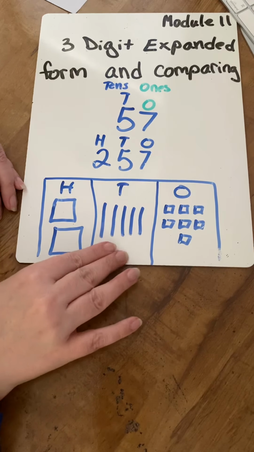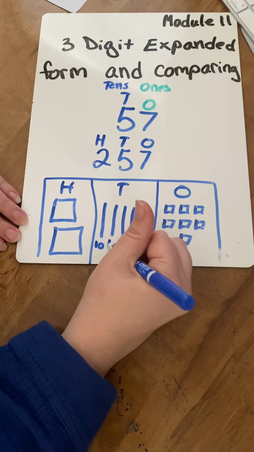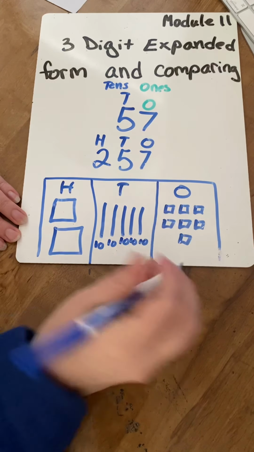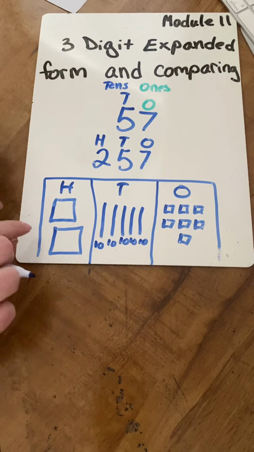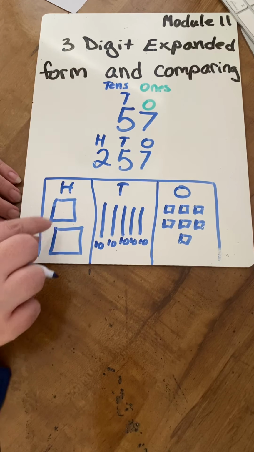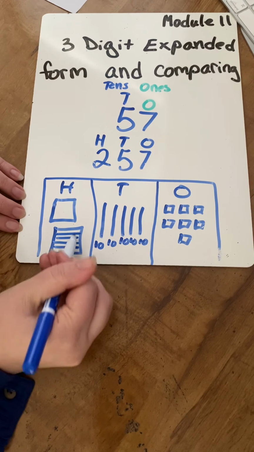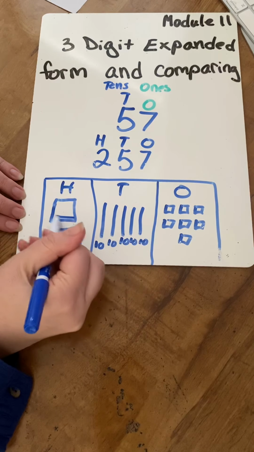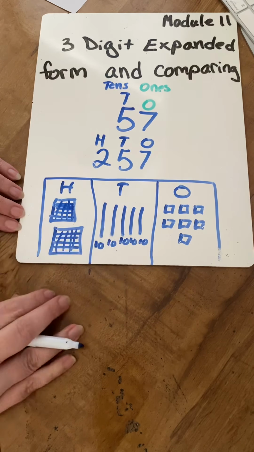This is 5 tens. That means each of these sticks has 10 of those little cubes. 10, 20, 30, 40, 50. This is 200. That means each of these 100 flats have 100 of these little cubes. 100 of them. That's why we call them the hundreds flat.